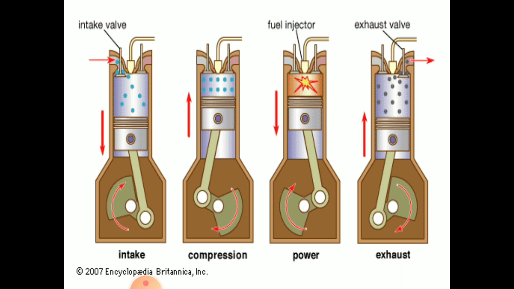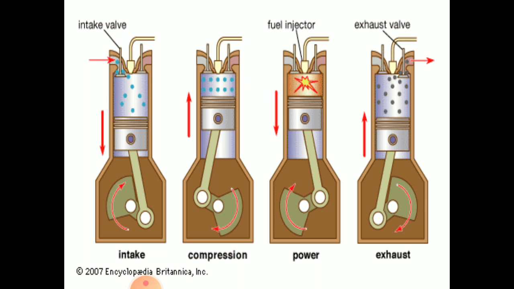But here in the suction stroke, inlet valve is open, only air is taken in, and piston is moving from top to bottom. Only air is inletted. In petrol engine, the air plus fuel is injected, but here only air is inlet. And during the compression stroke, both valves are closed and piston is moving from bottom to top, and pressure and temperature of air is increased.